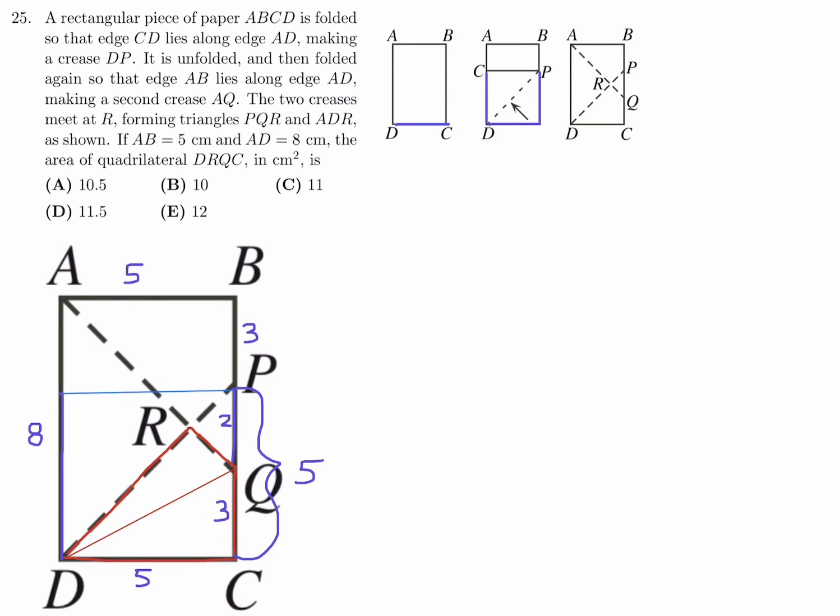Okay? So the very first thing in this red quadrilateral we can figure out is the area of this triangle right here. So that triangle, which is DCQ, is just 1/2 base times height, and the base is 5 and the height is 3, so that's 7.5. Okay, now we have to figure out this triangle right here.